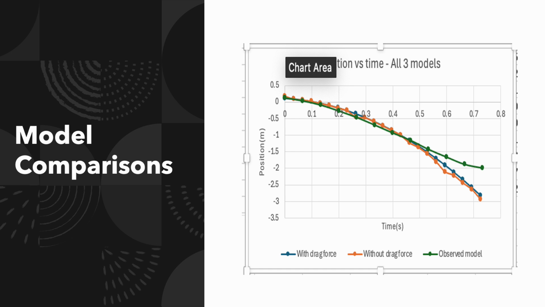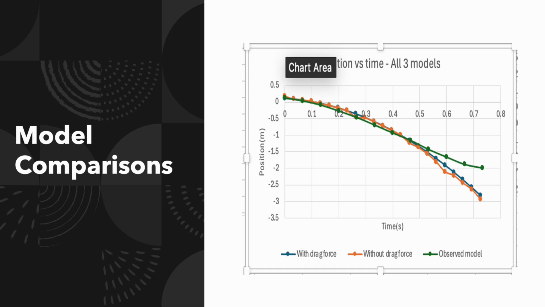This graph here has all three models plotted. The green line is the observed model found using Tracker, the orange line is the computational model without drag force and only gravity, and the blue line is the computational model with both gravity and drag force. As you can see here, the computational model with the drag force, which is the blue line, is closer to the observed model, which is the green line.